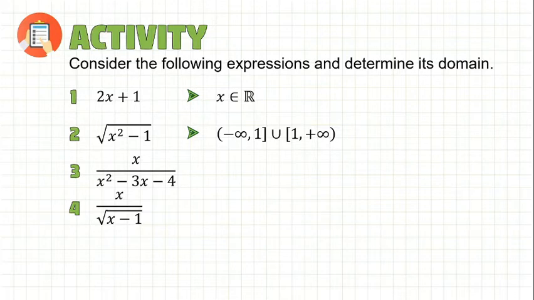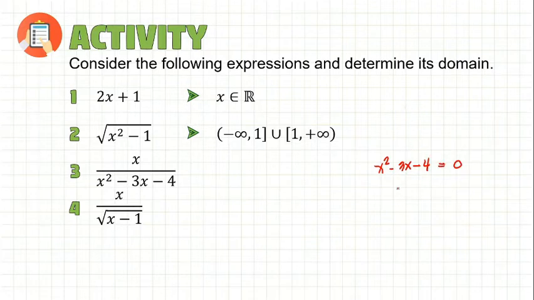Okay, now for the third expression, we have x over x squared minus 3x minus 4. This is a rational expression. Take note, this will be defined if the denominator is not equal to 0. So those values that will make the denominator 0 are not included in the domain of the expression. To find those values, we will just equate the denominator to 0. So we will have x squared minus 3x minus 4 equal to 0.